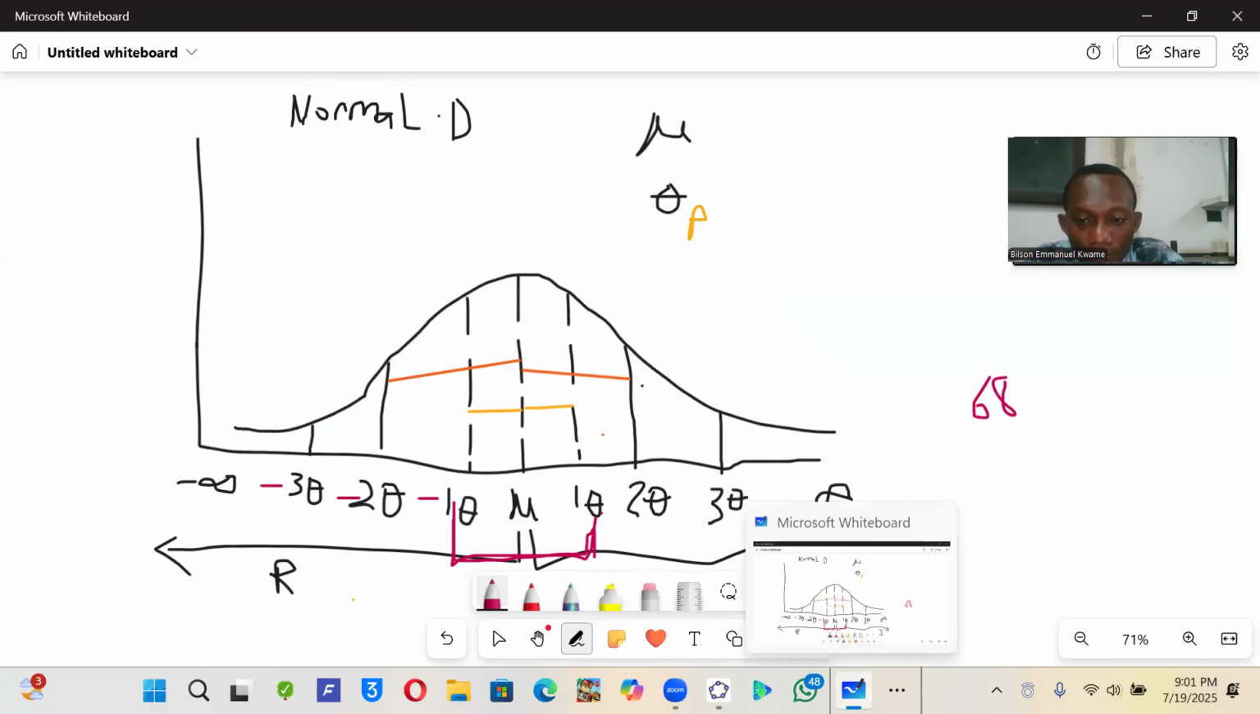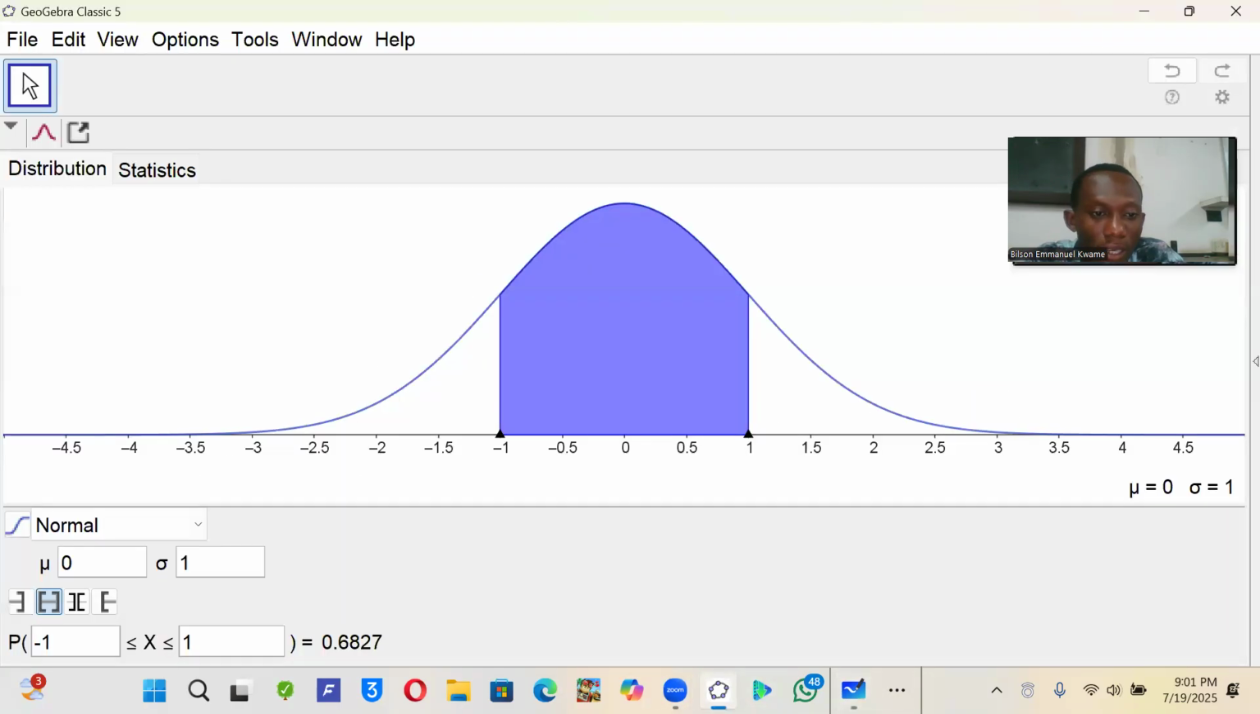Now let's continue. When we come to the GeoGebra app, we can see that from -1 to 1, the probability is 0.6827. That is to say that when we multiply this by 100, we are going to get 68.27. Do you get it? We are going to get 68.27.